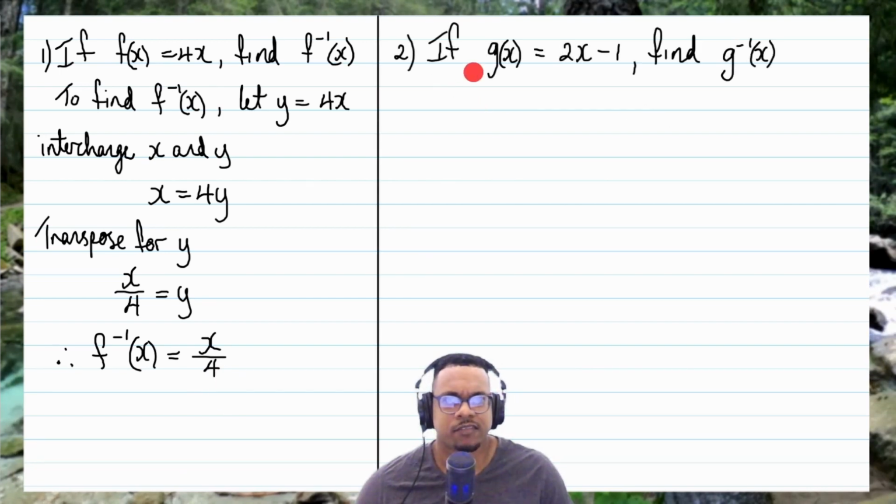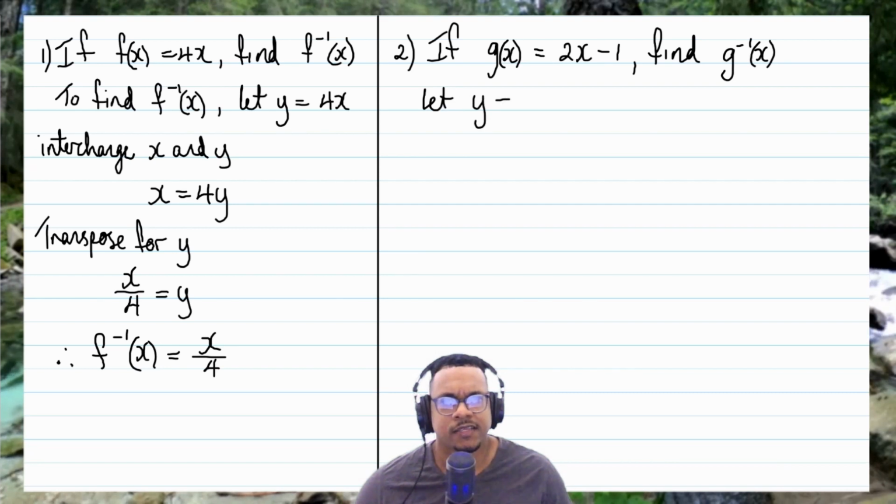So in this question, we have if g of x is equal to 2x take away 1, I want to find g inverse x. So again, we'll do the same thing. G of x would be a y value, so this would mean y is equal to 2x take away 1. G of x would be your range, which is your set of y values. Therefore, we replace g of x with y. So this will now read y is equal to 2x take away 1.